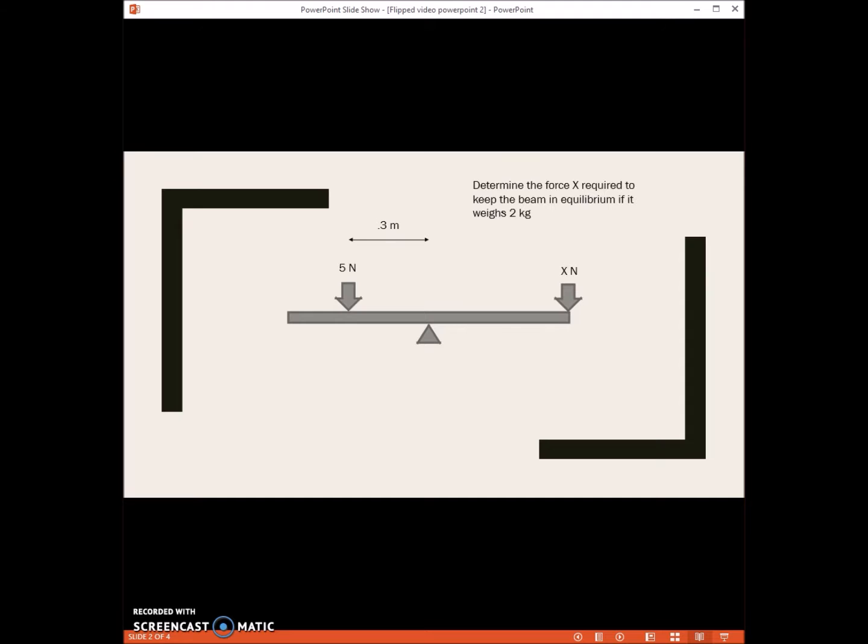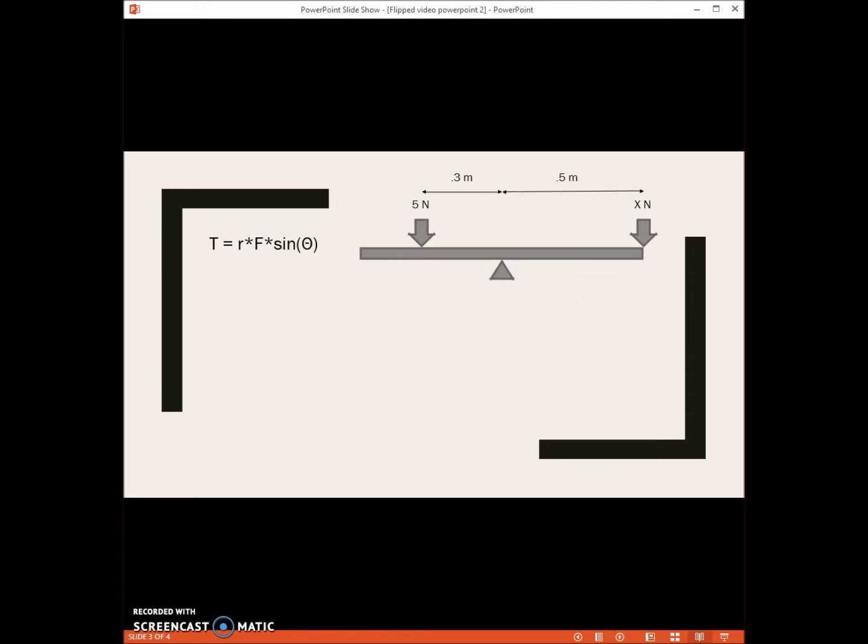Now, it's our job to determine the force X required to keep the beam in equilibrium if it weighs 2 kilograms. So stop and think for a moment. Is the weight of the beam relevant to solving the problem in this scenario? Well, it actually isn't, and here's why. If you reduce the force of mass of the beam to a single point force, then that force is going to be directly on top of the fulcrum, and it's going to have strength 20 newtons. However, the distance between that force and the fulcrum is going to be 0, and as such, the torque due to that force is also going to be 0, so it won't factor into any torque calculations we may do.